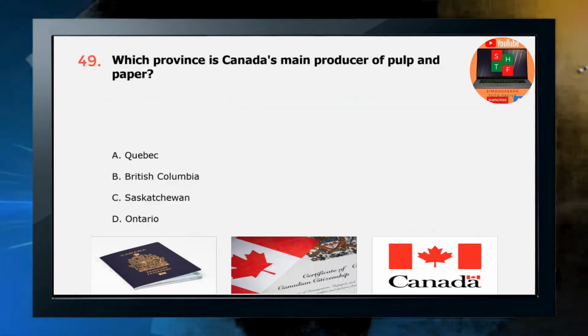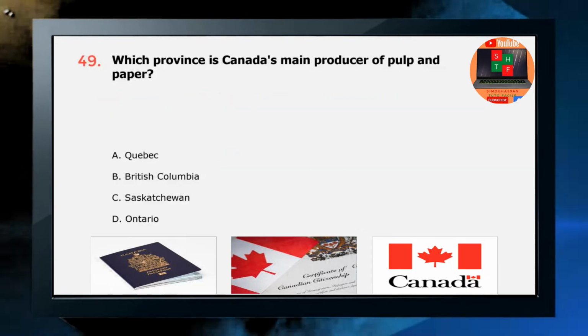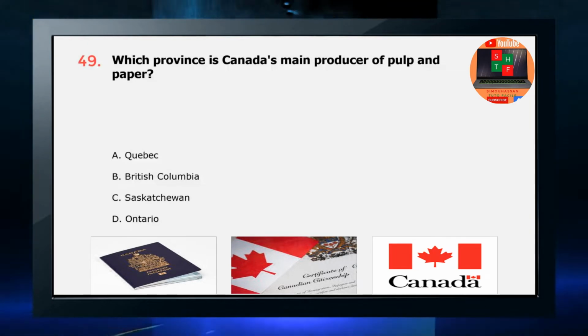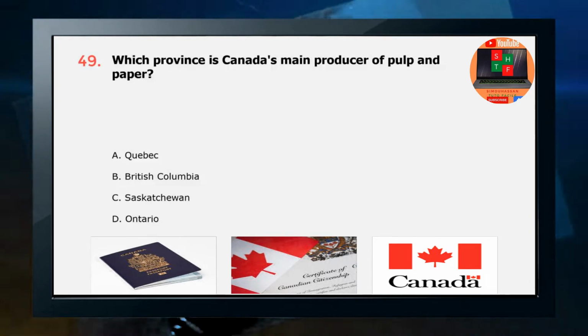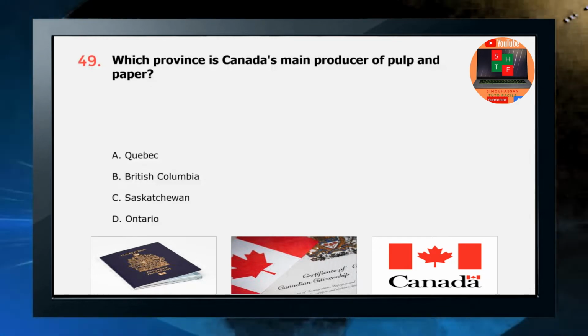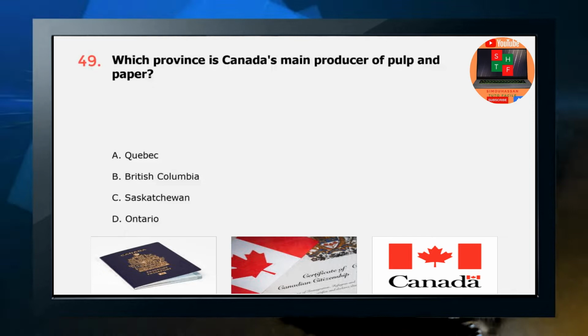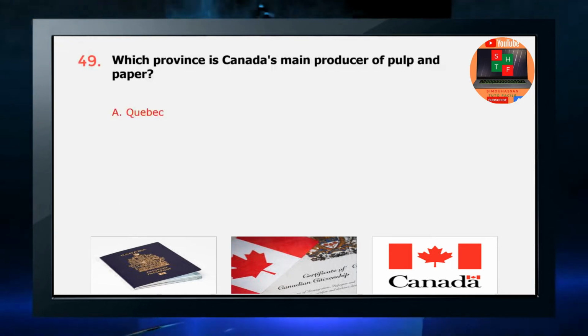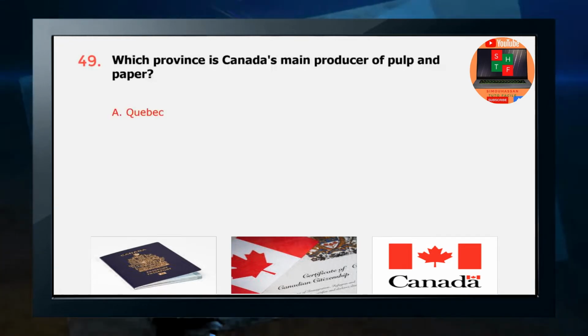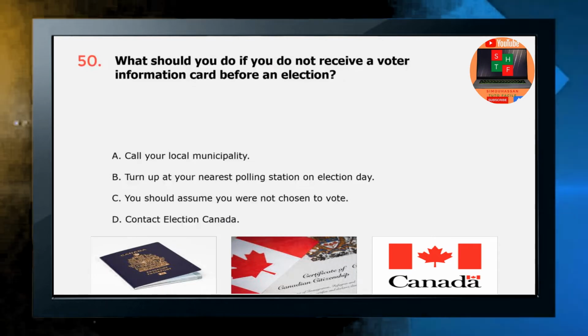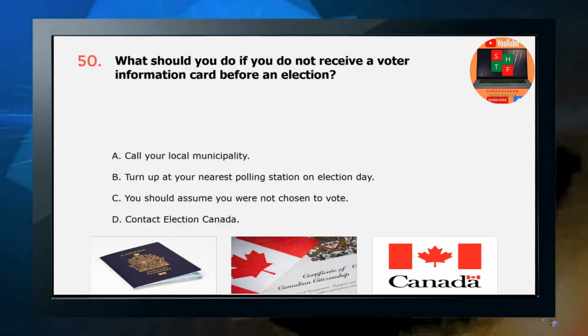Question 49. Which province is Canada's main producer of pulp and paper? A. Quebec. B. British Columbia. C. Saskatchewan. D. Ontario. The answer is A. Quebec. Question 50. What should you do if you do not receive a voter information card before an election?